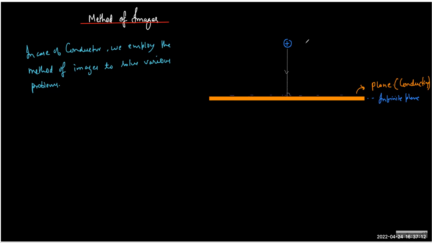So the electric field lines we can draw are like this, but no matter how they come, they will always terminate at a right angle.